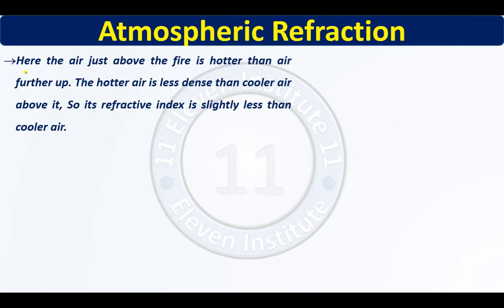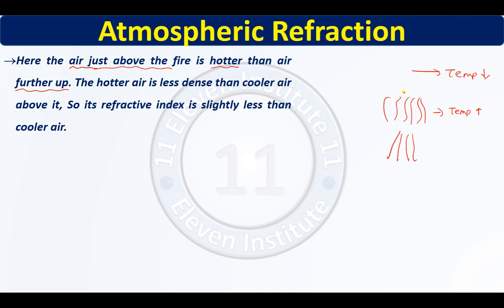So here is the reason for it. The air just above the fire is hotter than air further up. The air which is just above the fire is hotter than the air which is further up. So this is quite normal and natural. Suppose this is the fire source and these are the streams which are coming out. So here the temperature is more and the surface over here, its temperature will be less.